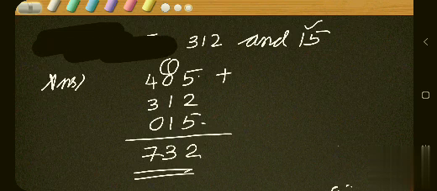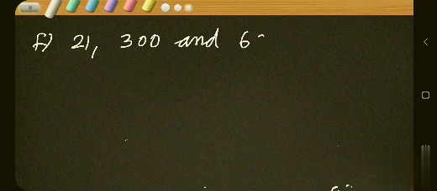Next, F. Please do F here also. 3 numbers. The given numbers for F are 21, 300 and 625.